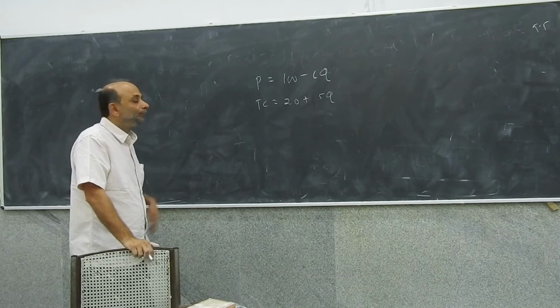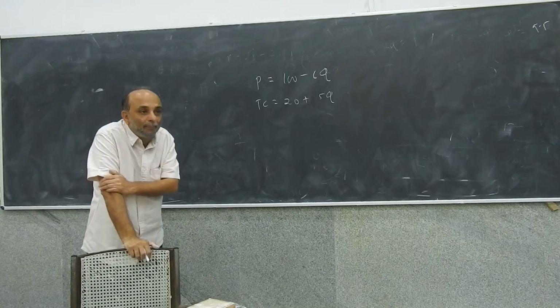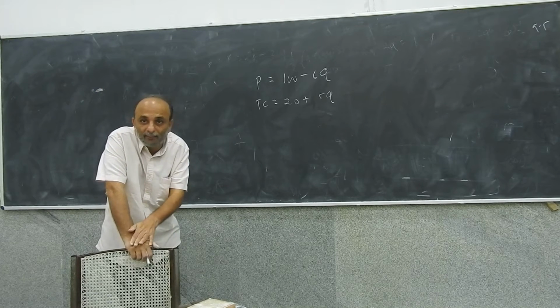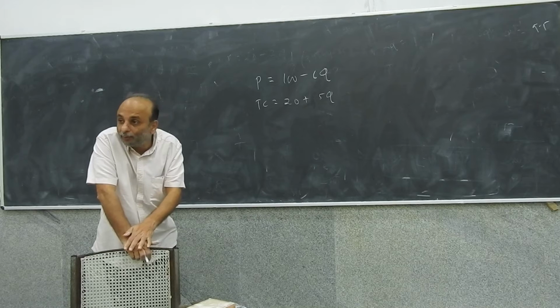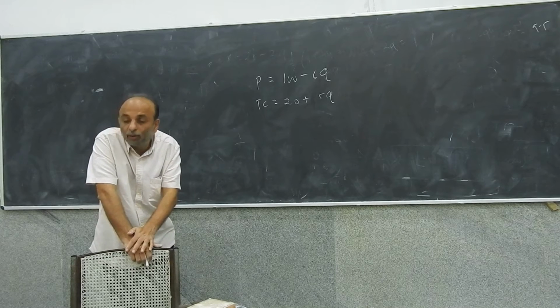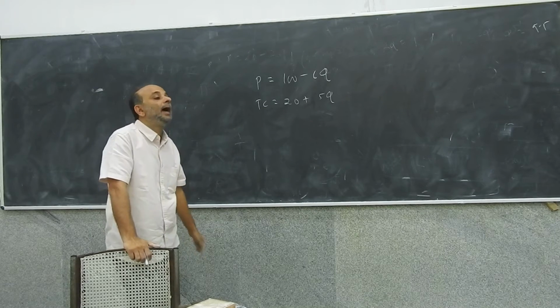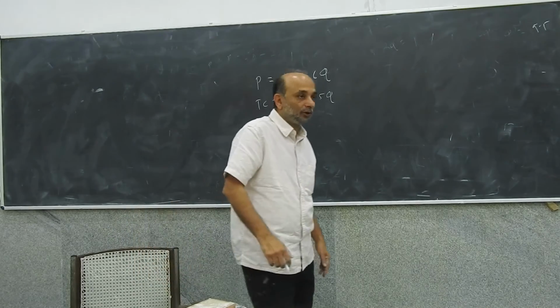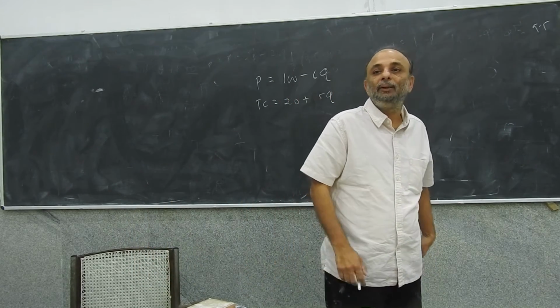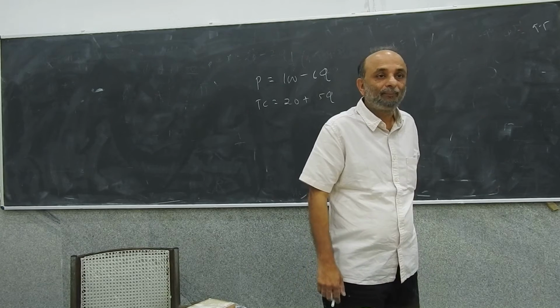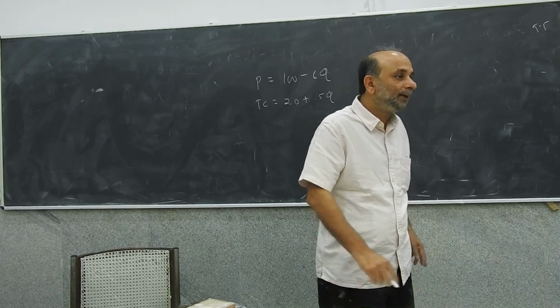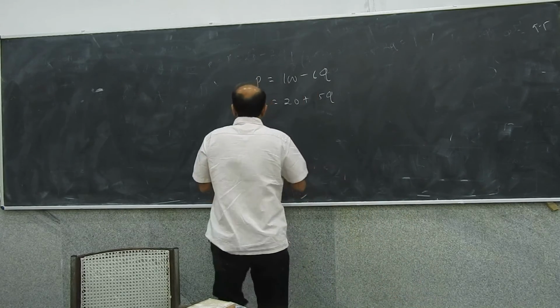Can you tell me what is the price that the monopolist will charge in equilibrium? What is the quantity that the monopolist will produce in equilibrium? What will be the profits of the monopolist? And what will be the deadweight loss? So let's start.